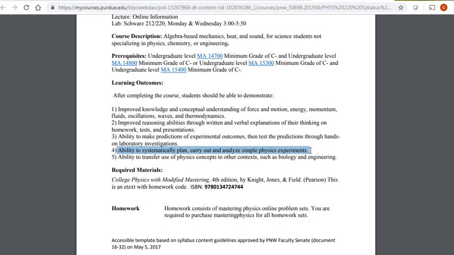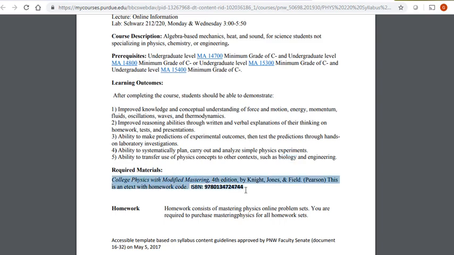And number 5, ability to transfer the use of physics to other contexts like biology and engineering. So physics and engineering really go closely together, but you're going to be surprised to see how much biology and chemistry are involved with physics too. So if you're majoring in chemistry or biology and you're thinking, why do I need to take physics? You'll see why.